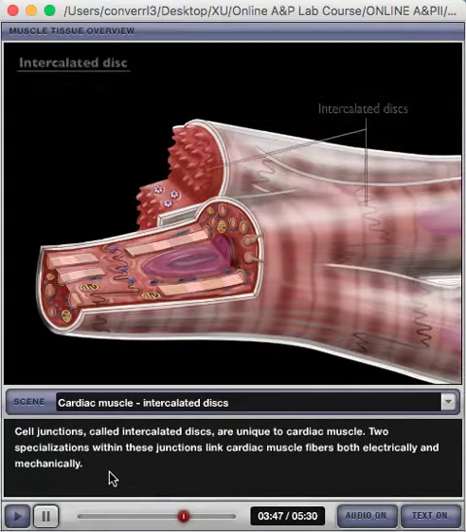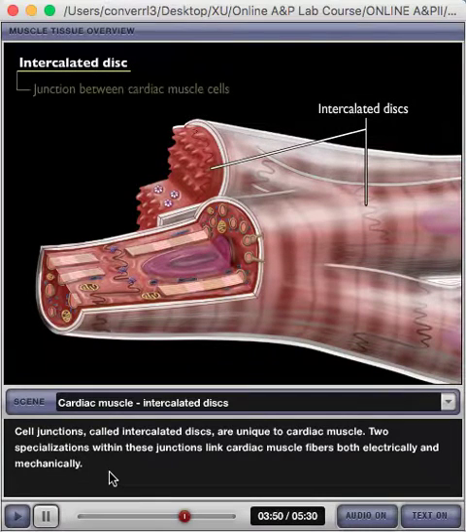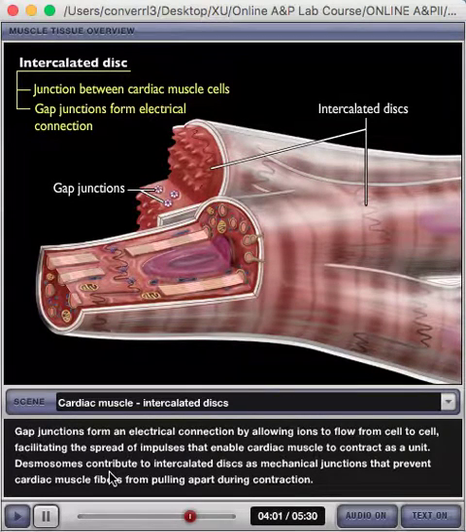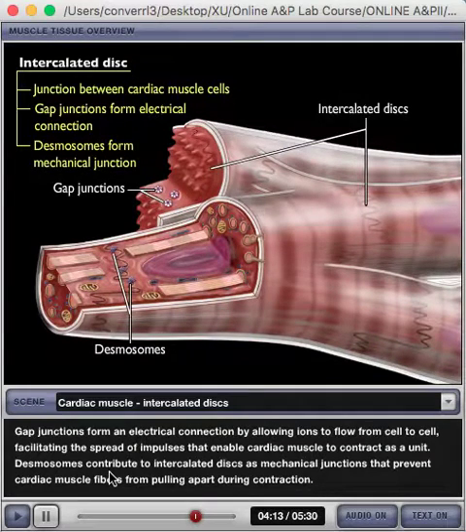Cell junctions, called intercalated discs, are unique to cardiac muscle. 2 specializations within these junctions link cardiac muscle fibers both electrically and mechanically. Gap junctions form an electrical connection by allowing ions to flow from cell to cell, facilitating the spread of impulses that enable cardiac muscle to contract as a unit. Desmosomes contribute to intercalated discs as mechanical junctions that prevent cardiac muscle fibers from pulling apart during contraction.